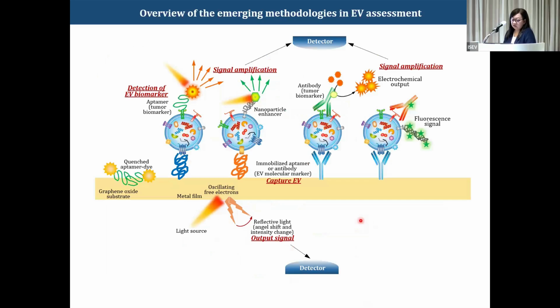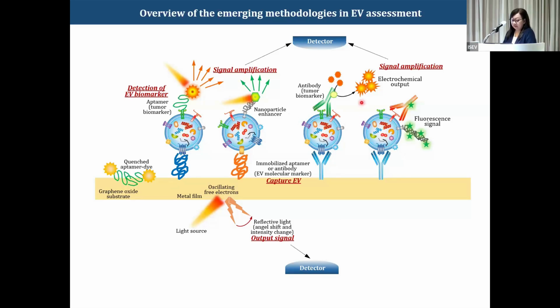So to meet the demand of EV-based liquid biopsies, technologies with efficient enrichment of EVs and sensitive cargo molecule detection are critical. Antibodies and aptamers that recognize consensus EV molecular markers such as CD9, CD63 are commonly used to capture small EVs. Detection of the tumor biomarker on EV will involve the tumor protein targeting antibody, aptamer, or other nanoparticle, which are linked with different forms of reporter biomolecules.